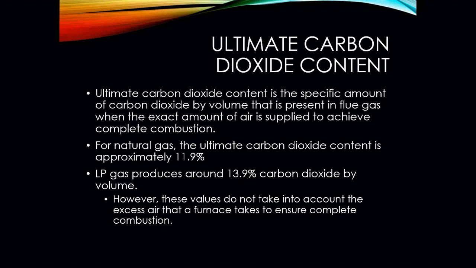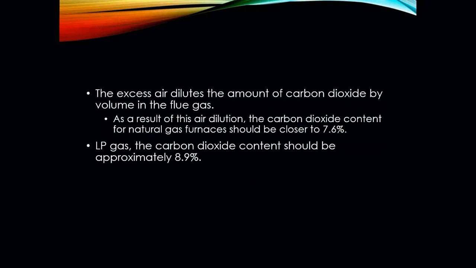Now, however, the values of these are going to change based on the amount of excess air that the furnace takes in to ensure complete combustion. So we have to keep an open mind with the numbers that we are technically seeing. The excess air dilutes the amount of carbon dioxide by volume in the flue gas. As a result of this air dilution, the carbon dioxide content in natural gas is a lot closer to about 7.6%. That is more realistic in terms of combustion efficiency.